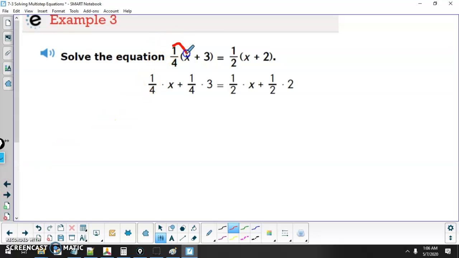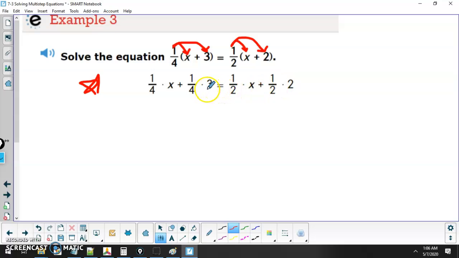Okay, so you're distributing the 1/4 times x and 1/4 times 3. All right, now this step here is very helpful to write out when you're working with fractions, because a lot of you guys can't do multiplication of fractions mentally. Of course, 1/4 times 3, maybe half of you guys can do that mentally. All right, so you have 1/2 times x, and you distribute it, it's 1/2 times 2.